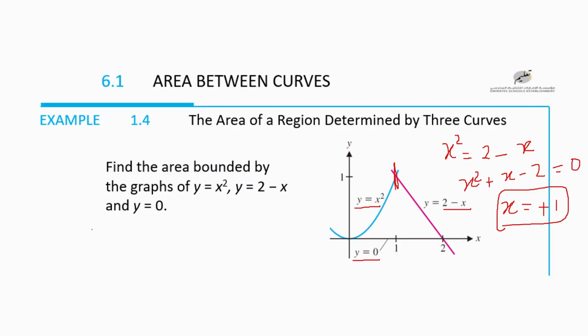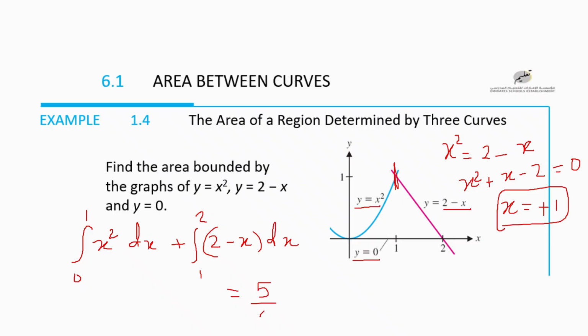Now let's find the area. Integral 0 to 1. The maximum function is x square. The minimum function is 0. So x square minus 0, which gives you x square dx. And what happens from positive 1 to 2? 2 minus x minus 0, which is nothing but 2 minus x dx. If you prefer, you can follow the manual method also. Depends on scenario, and you get the final answer as 5 over 6.